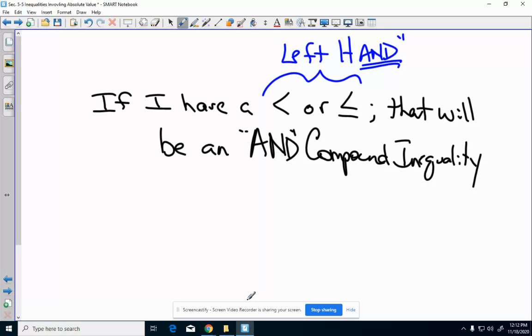All right, but if you can remember that your left hand is a less than, then you can hear the word and inside of there. Maybe that'll help you remember that that's an and statement.